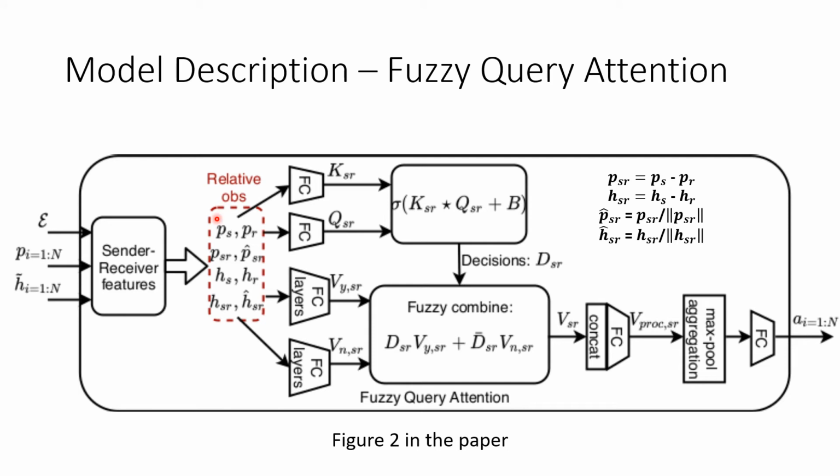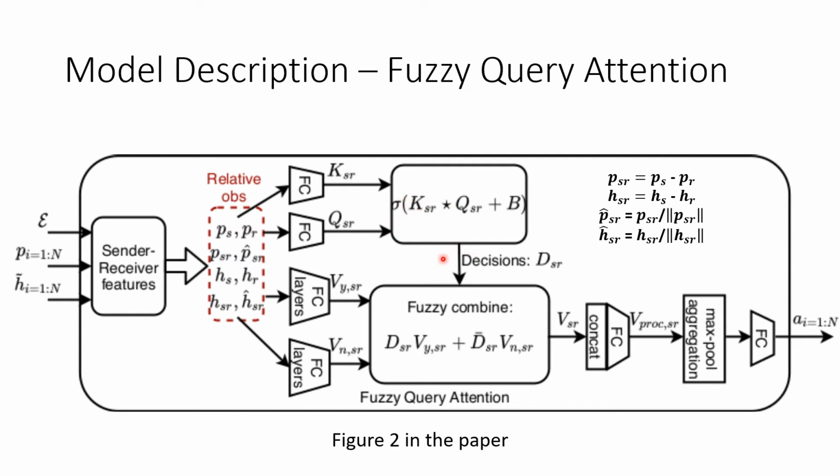So these features are fed to fully connected layers to generate keys, values and queries, which use a dot product and are added to a learned bias, generating an attention-like mechanism. Actually, this is a variant of the attention mechanism, and it is fed to a sigmoid function.